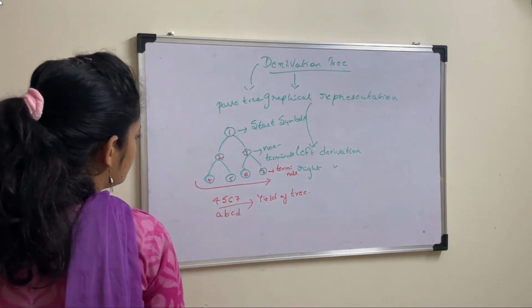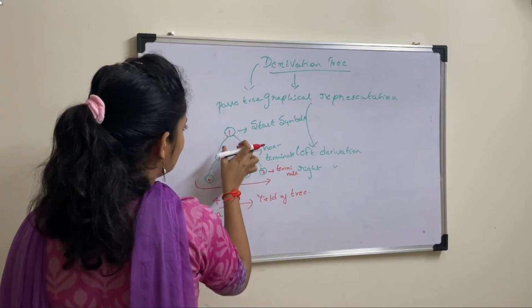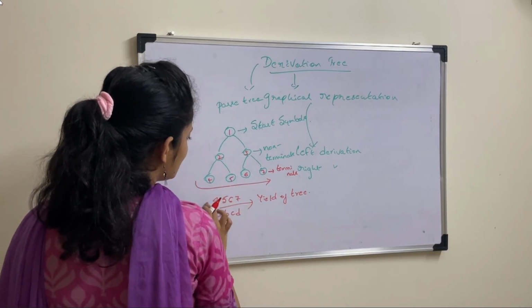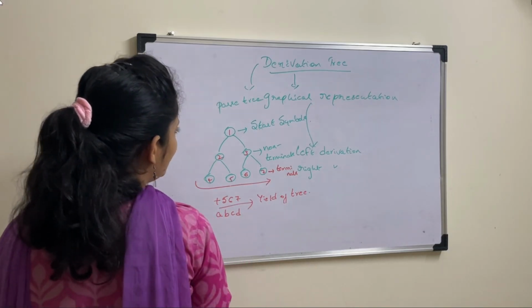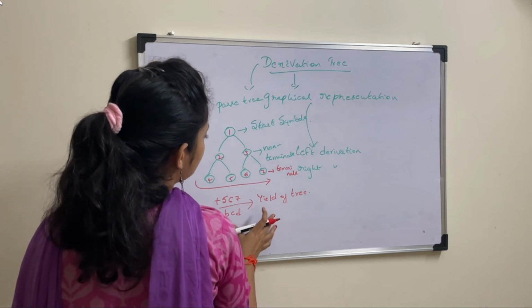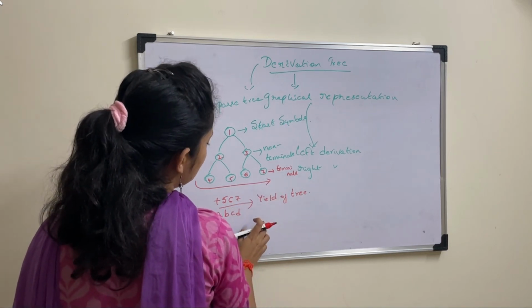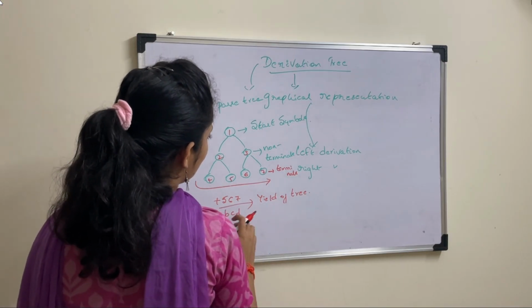Okay, what is meant by yield of a tree? Concatenating leaf nodes in the given tree produces a string of terminals. That string of terminals is called the yield of a tree. So this is a brief description about derivation tree. Let us solve some problems based on this in our next video.